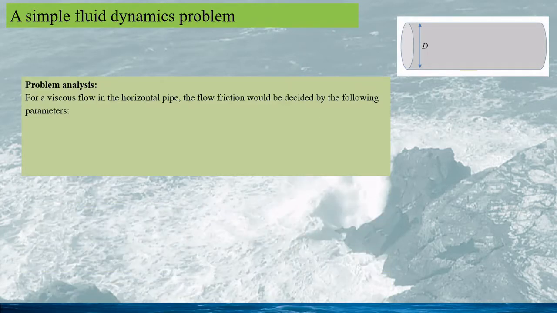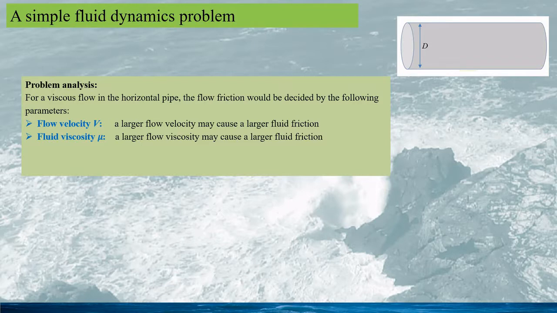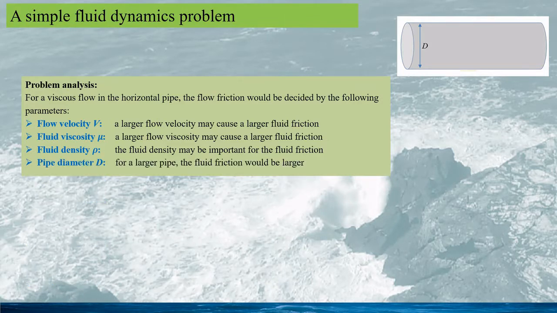When studying a flow in the horizontal pipe, especially for the turbulent flow, we can either get the flow using the numerical modeling or using an experiment. In both ways, we may look at the parameters which will cause changes of the fluid friction. From experience, the fluid friction may be affected by the fluid velocity, since a large flow velocity may cause a large fluid friction. The fluid friction is very relevant with the fluid viscosity, and the friction is also dependent on the fluid density, and the pipe diameter would have an effect on the fluid friction.